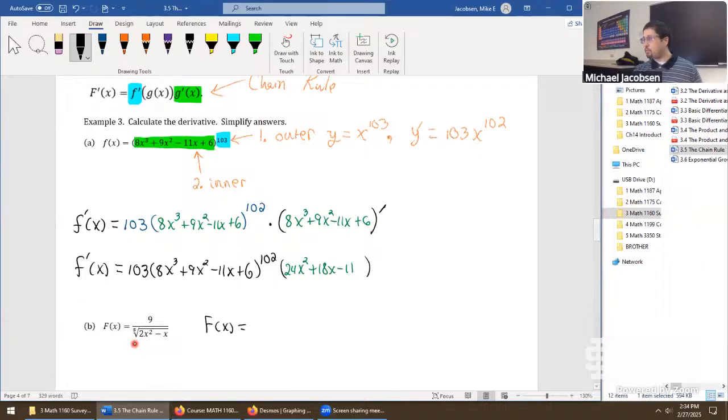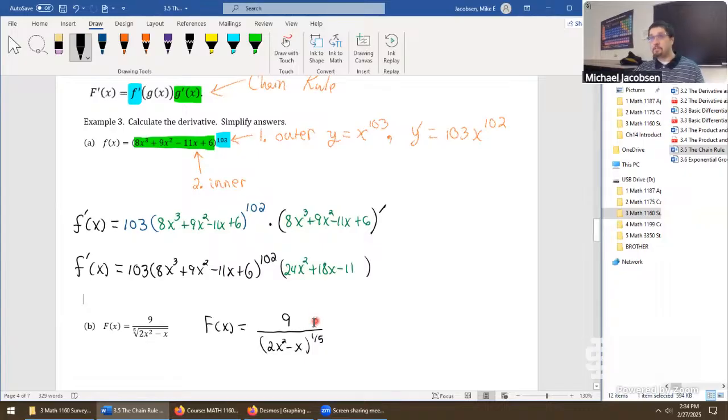Fifth root here means we're really dealing with 9 divided by something to the power of 1/5, which is 2x squared minus x. And if we leave f of x in this format, then it's 2 rules. It's going to be the quotient rule first, and that's going to be annoying, a lot of work, and the chain rule all at once.